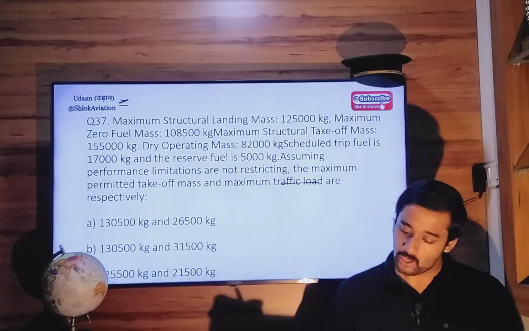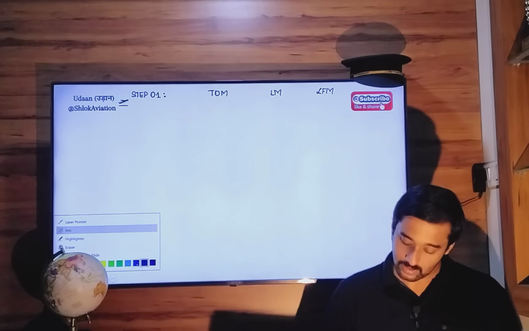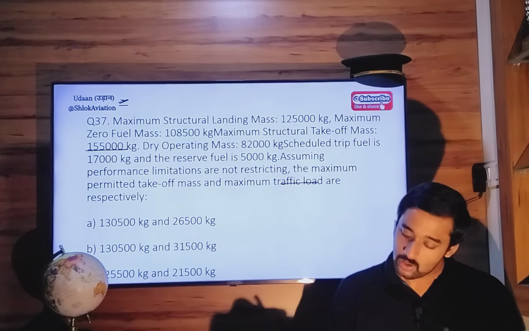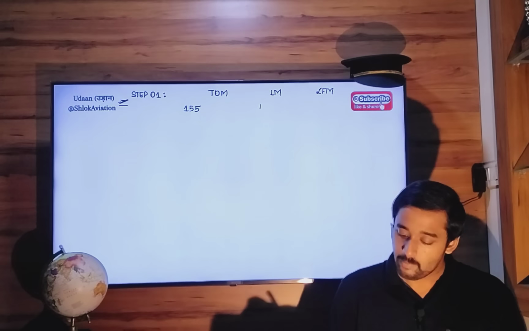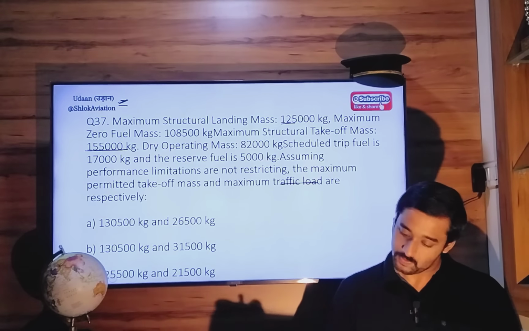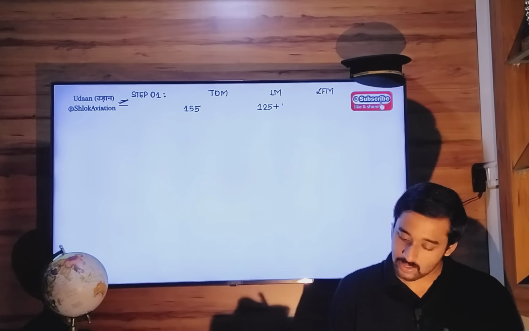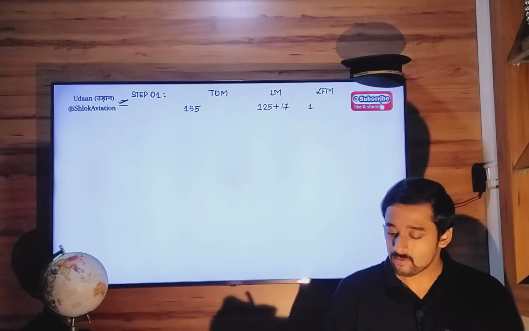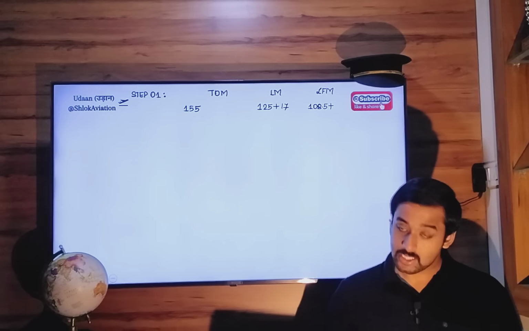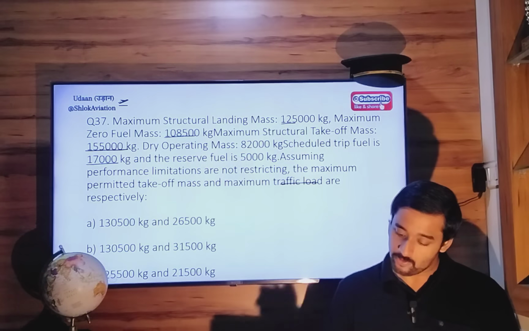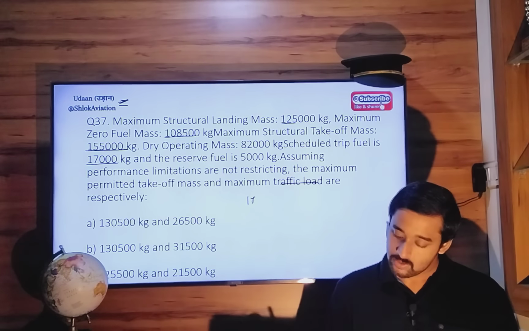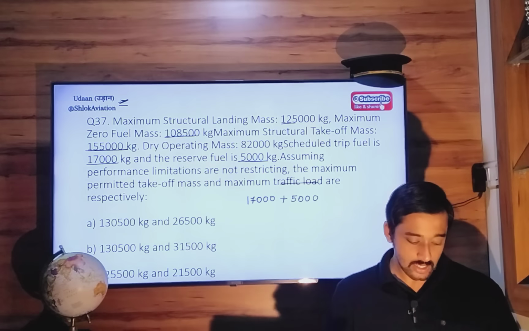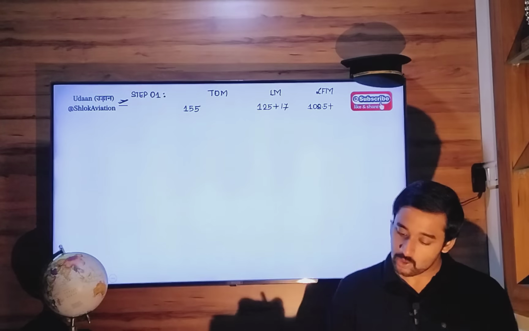Now in the takeoff mass column, you are going to write takeoff value 155. In the landing mass column, you are going to write landing mass value 125 plus trip fuel. What is the trip fuel here? 17,000. So plus 17. Next, zero fuel mass, 108.5. What is fuel on board or takeoff fuel? Takeoff fuel will be equal to trip fuel, which is 17,000, plus reserve fuel, which is 5,000. So 17,000 plus 5,000 is 22,000. So 22.